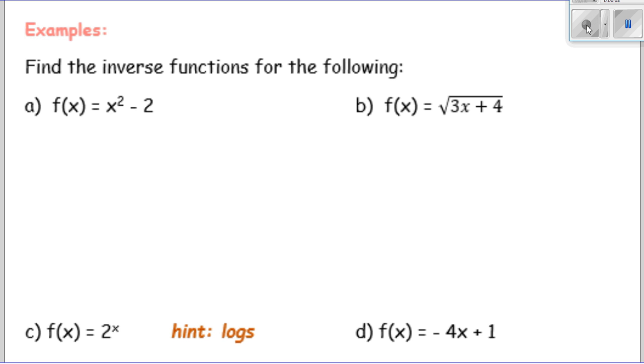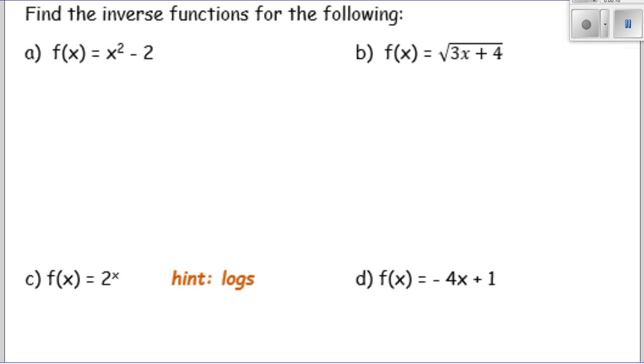Now, okay, so we're continuing on inverse functions. So we're asked to find the inverse functions for the following. f of x equals x squared minus 2. I don't know how you have been taught to set it up, but I always first of all rewrite the function: y equals. That's my first favourite little step to do.